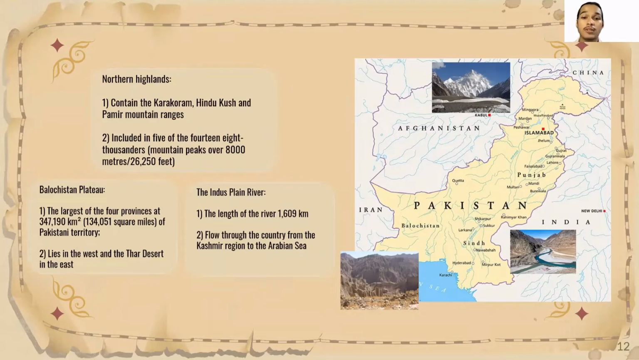The 1,609 kilometer Indus River and its tributaries flow through the country from the Kashmir region to the Arabian Sea. There is also an expanse of alluvial plains along it in the Punjab and Sindh.